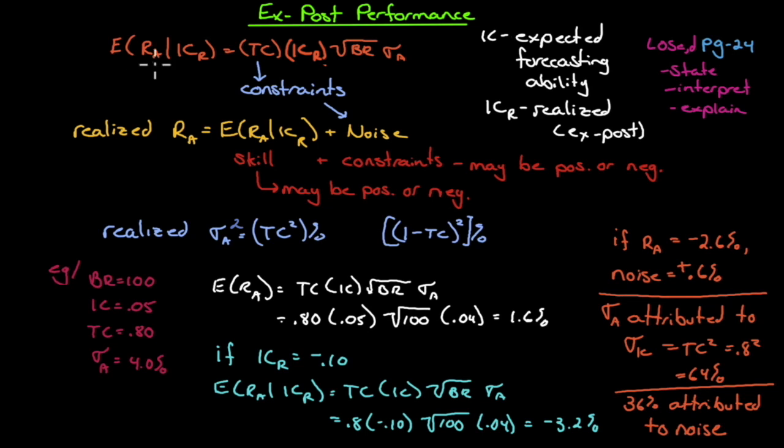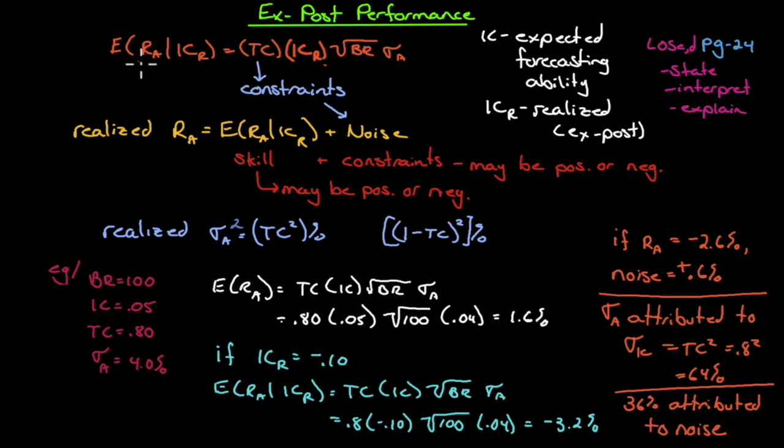So here's what we have. We have a conditional return: the expected return conditional on the realized information coefficient. We've used IC previously to represent the expected forecasting ability. We're going to use ICR to represent the realized forecasting ability. So this is what I was able to do after the fact. We can measure it. I want to be rewarded on that, but it's this constraint that's holding me back, right?